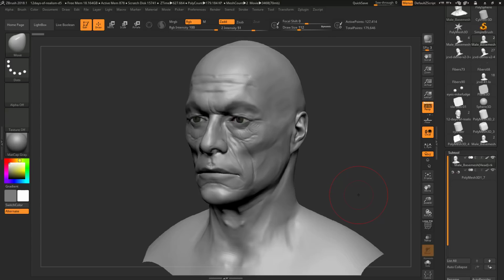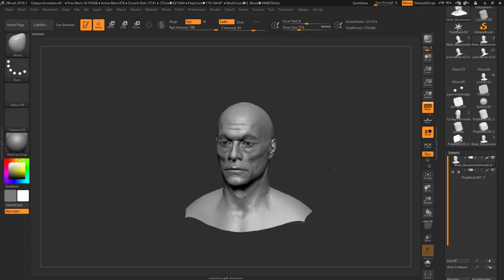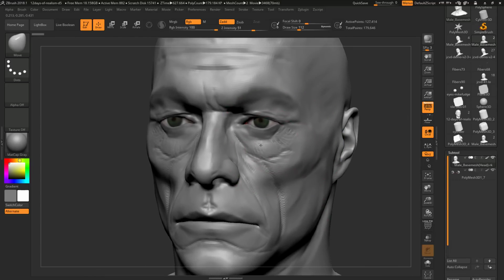Okay, and the biggest issue you got to be careful of, in fact, we can look at right in the eye area to help us understand that.